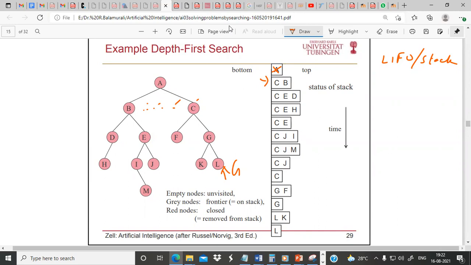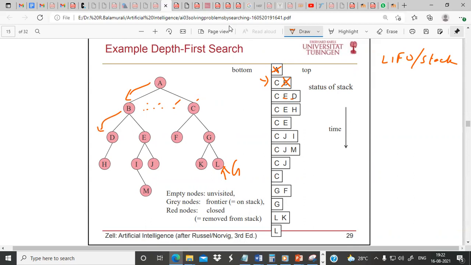Now what's the top of the stack? B. So we check whether B is the goal state or not. Okay, so we are coming this way. B is not the goal state, then remove B from the stack and expand B. When you expand B, you get E and D. Again, we push in this order. First push E and then push D. So we came here. Then check whether D is the goal state or not.